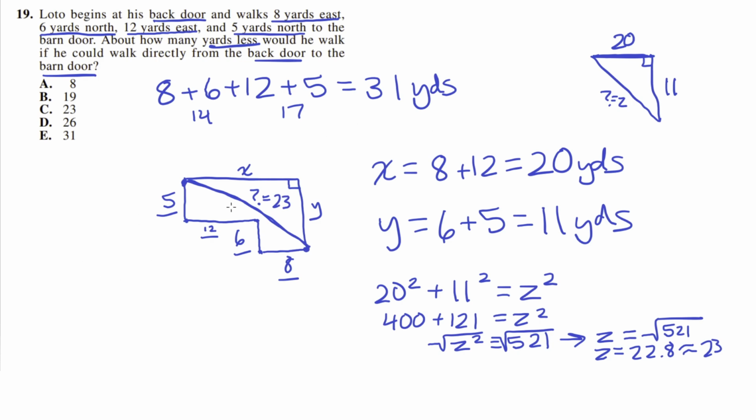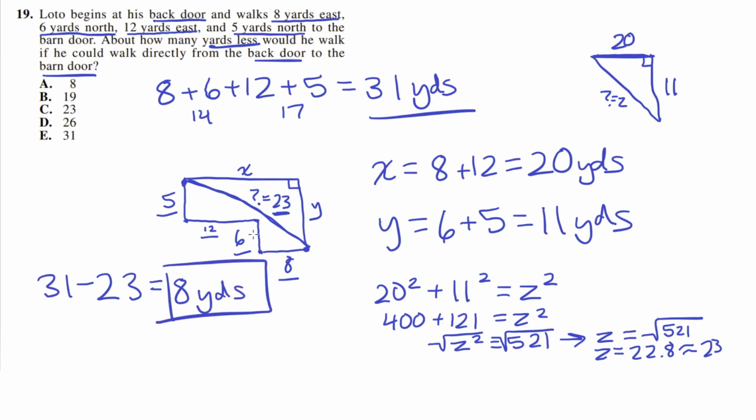So going the long way, which was going east and north repeatedly, gives us a total distance of 31 yards, but if he went directly, it would have just been 23 yards. So let's find the difference. 31 minus 23 is just 8. So it would have taken 8 fewer yards if he had just gone directly from the back door to the barn door. So the correct answer is A.